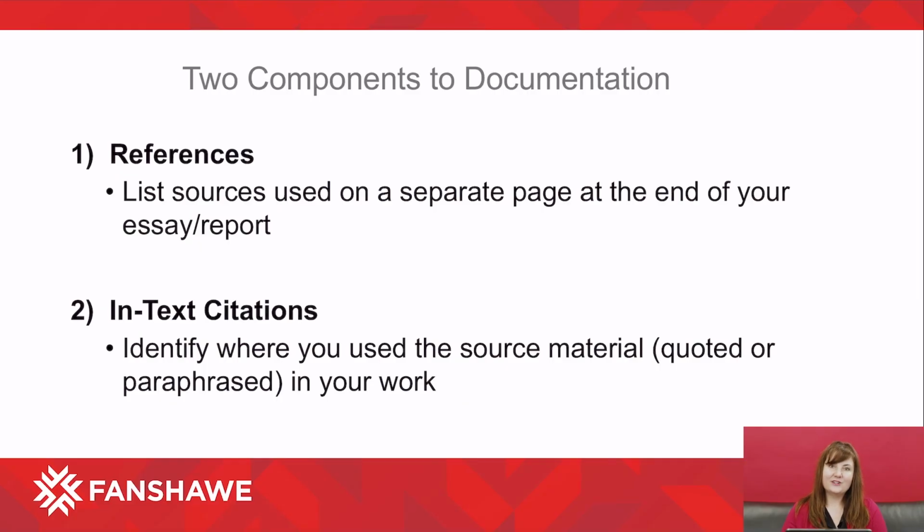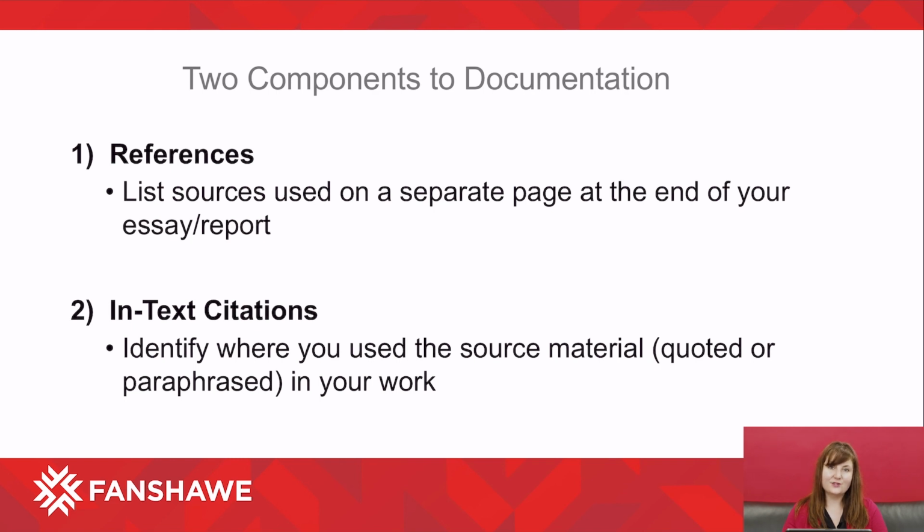APA documentation contains two different parts, the references section and the in-text citations. The references list is usually a list at the end of your paper on a separate page that contains all the information a reader would need to be able to find that source.